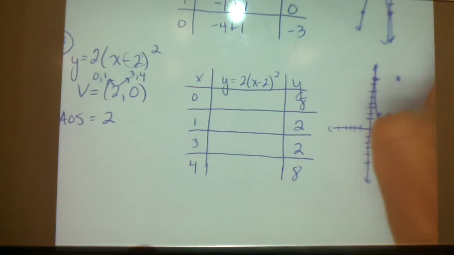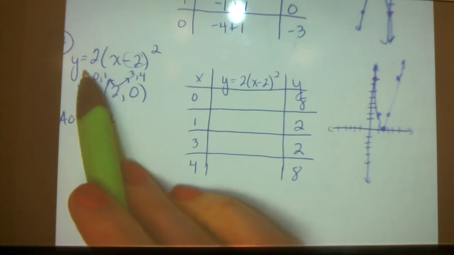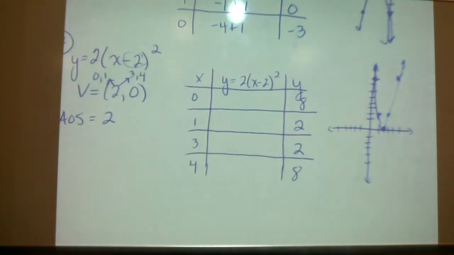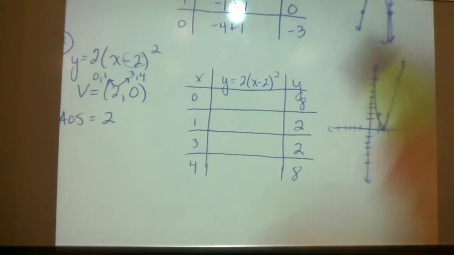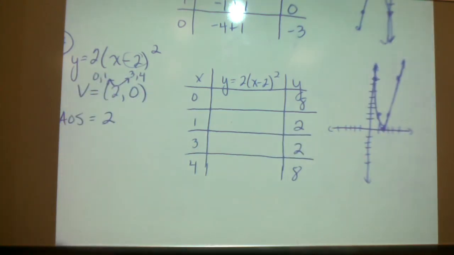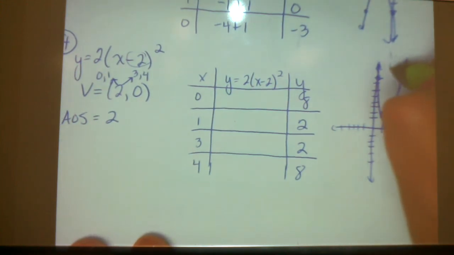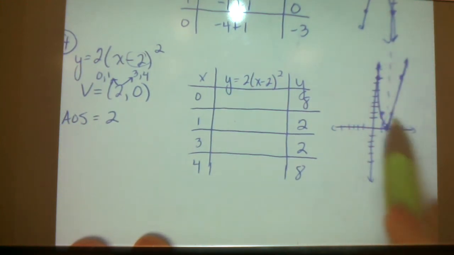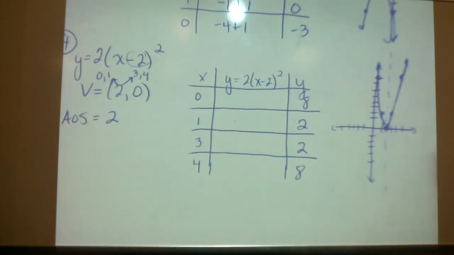I probably should have said this earlier, but the larger this number gets, that A, the more narrow that graph gets. So if you can tell, this V is a little bit closer together. And that's because the larger this number gets, the more narrow it gets. So we've got the graph, we've got the vertex, we've got the axis of symmetry. The axis of symmetry is really when I draw a vertical line, it makes the graph symmetric, like a mirror image, and that's at 2. That's why it's always the x part of the vertex, because that vertex is really the center of our graph.